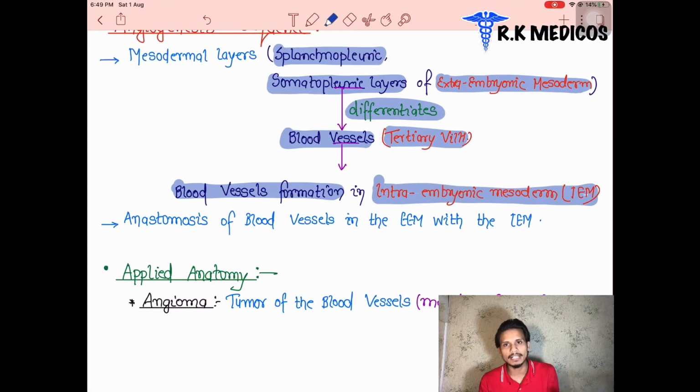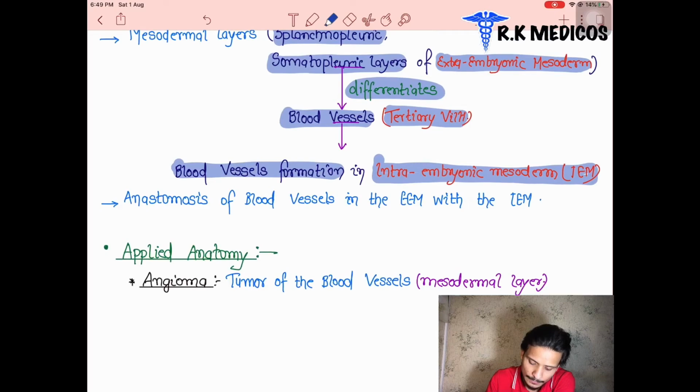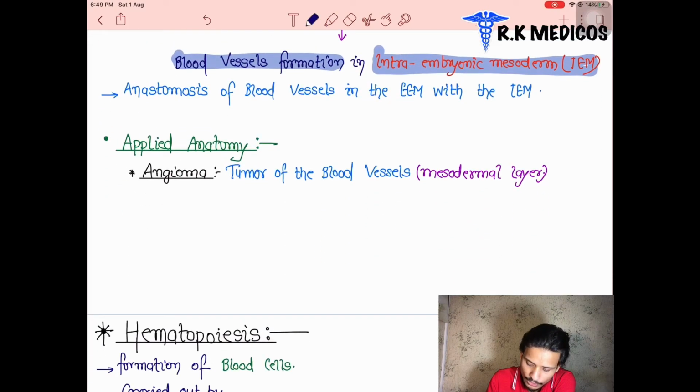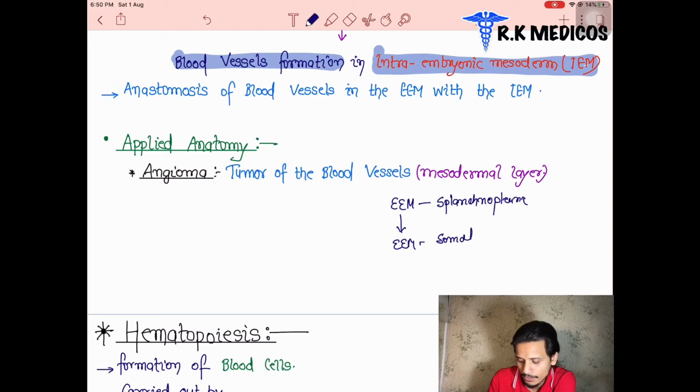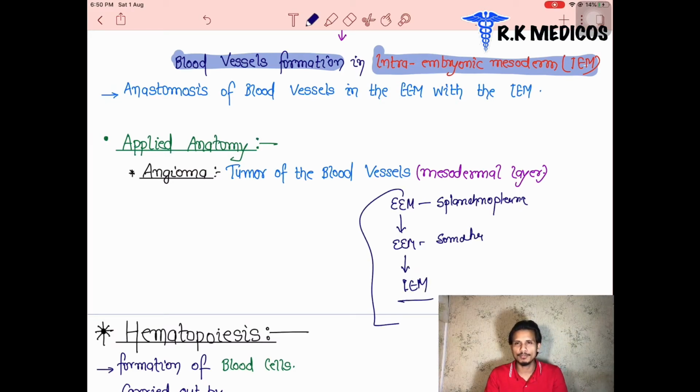The first formed by the extra-embryonic mesoderm is basically the splanchnopleuric layer, then the parietal or somatic layer, and after that the intra-embryonic mesoderm layer. So that is the sequence of the formation of blood vessels. They are first formed by what? They are first formed by the extra-embryonic mesoderm. Which part? The splanchnopleuric layer. Next, they are formed by the extra-embryonic mesoderm, somatic layer. Later on, it is formed by the intra-embryonic mesoderm. So that is the sequence of the formation of blood vessels.